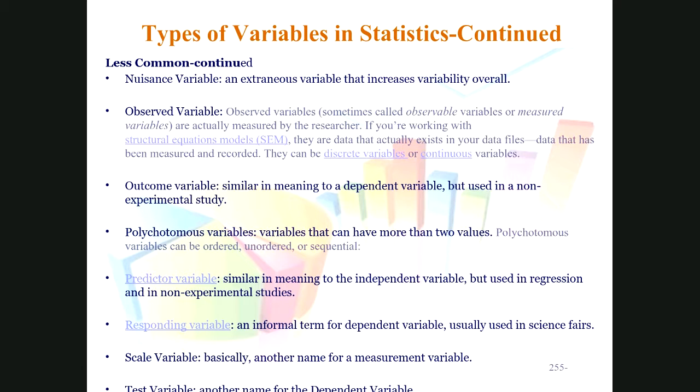The predictor variable is similar in meaning to the independent variable, but used in regression and non-experimental studies. A responding variable is an informal term for dependent variable. The scale variable is basically another name for a measurement variable, and test variable is another name for the dependent variable.